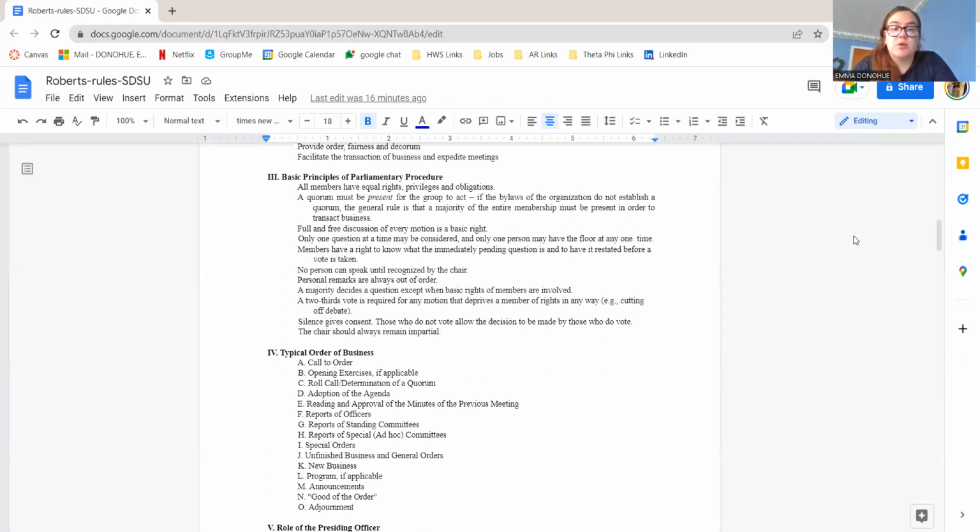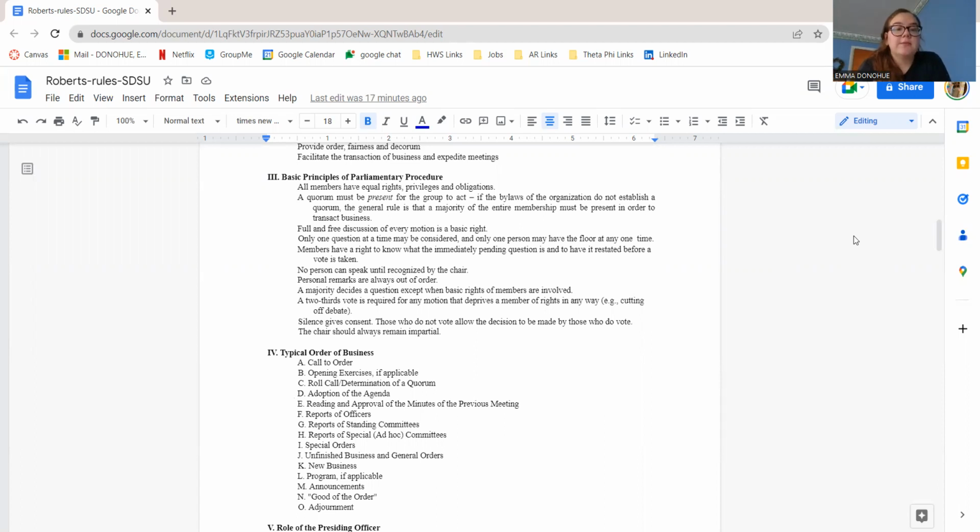If the bylaws of the organization do not establish a quorum, the general rule is that a majority of the entire membership must be present in order to transact business. This is very important because it then leads into the numbers that are able to be voting and to make sure that it is a productive meeting.